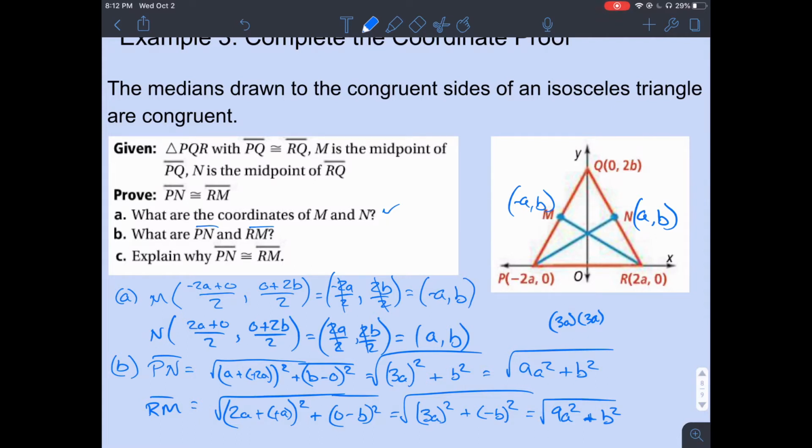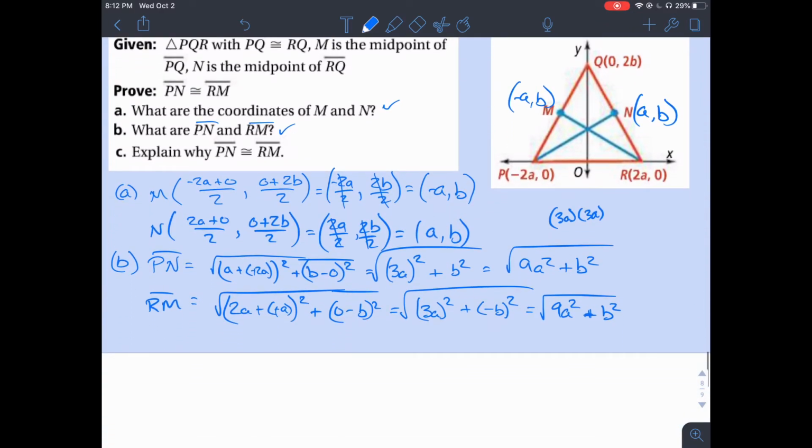So did we show that these are the same? Do they both have the same answer? Yes. So we've done this. We've shown that these two are the same. Now the last step says to explain why PN is congruent to RM. And our reason for this, we can say, is by the distance formula. The distance formula shows that PN is congruent to RM.